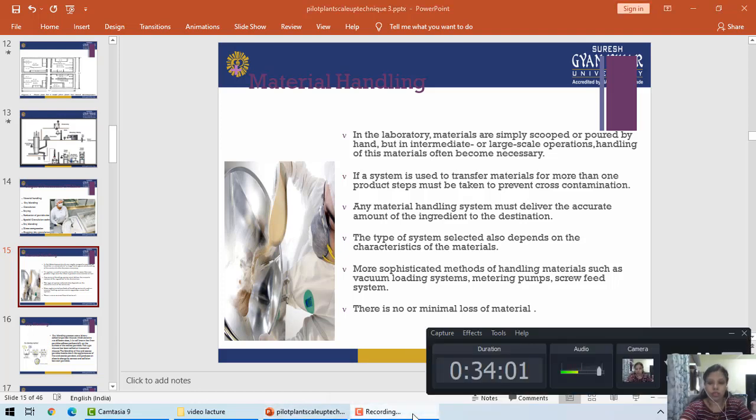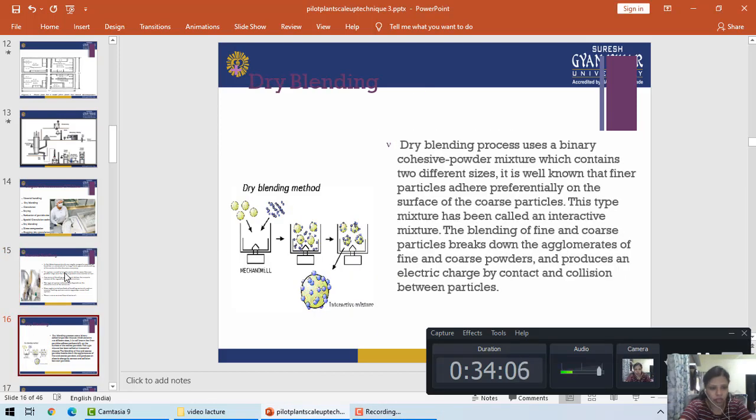Okay, so there is no loss of contamination. There should not be any loss of contamination. Now dry blending. The dry blending process uses a binary cohesive powder mixture which contains two different sizes. It is well known that finer particles adhere preferentially on the surface of the coarse particles. This type of mixture has been called an interactive mixture.